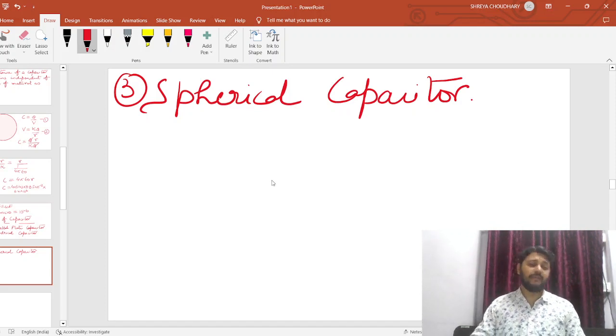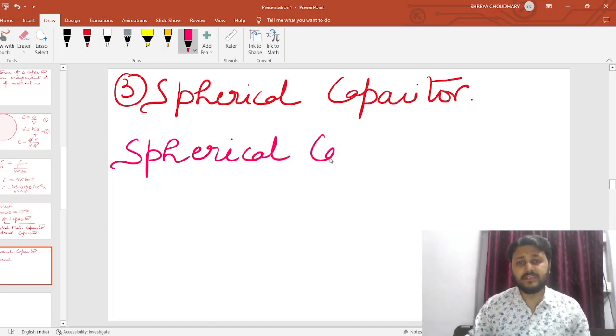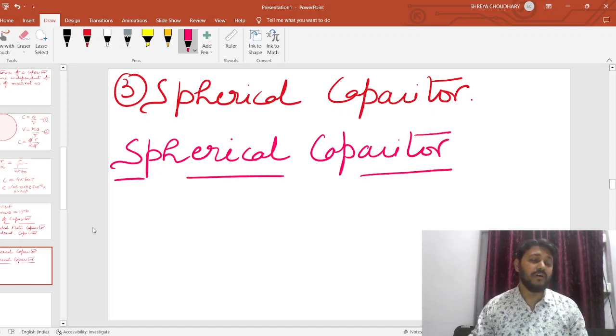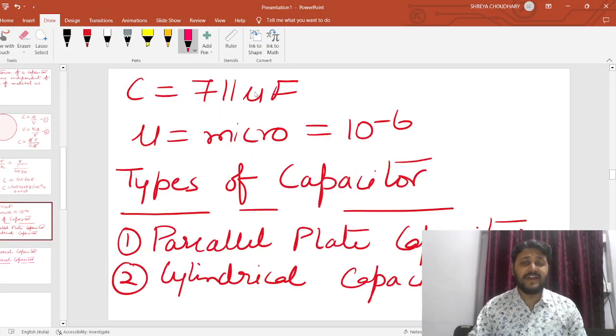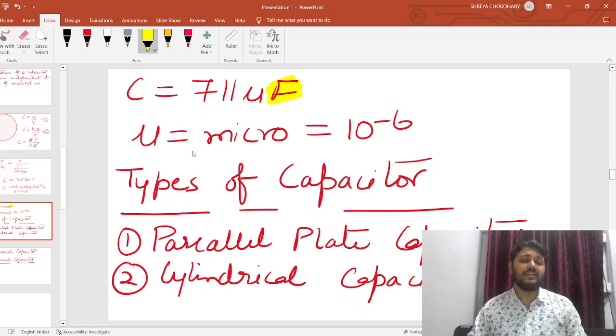If I go for the diagram for spherical capacitor, let me give a small heading as spherical capacitor. Let me tell you one more thing that I forgot to say, that Farad is the SI unit of capacitance.